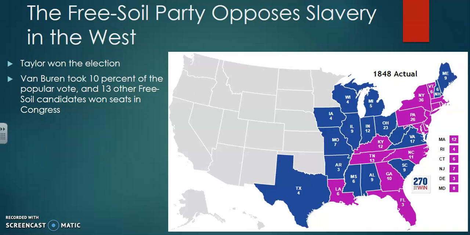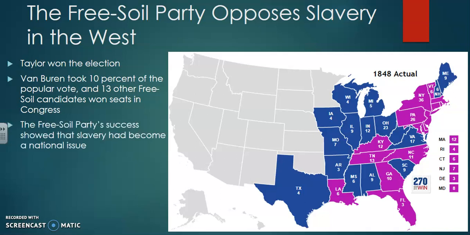So while this might not seem like a huge accomplishment for the Free Soil Party, it is actually a big deal because it showed that 10% of people agreed that slavery should not exist in the Western territories. And also now we have 13 members of Congress that believe territories should not be adding slavery. The Free Soil Party's success will show that slavery had become a national issue now. It's no longer just a sectionalist issue. It is now a national issue that will have to be faced going forward.